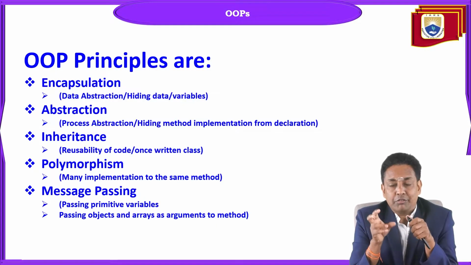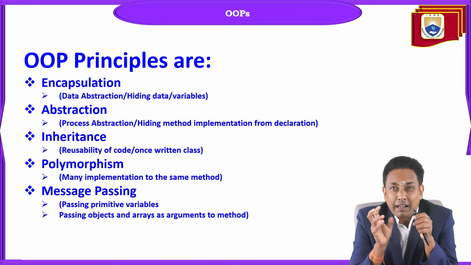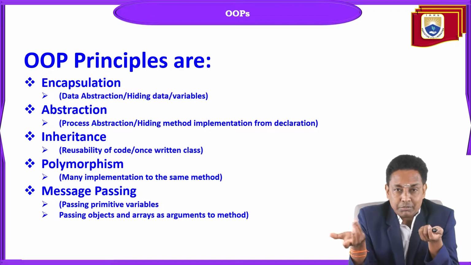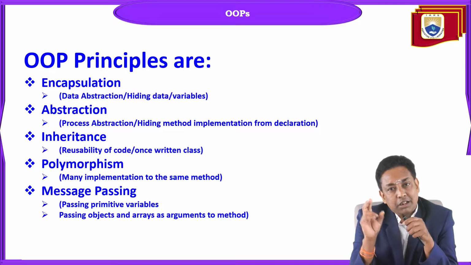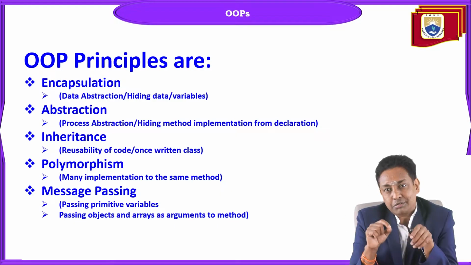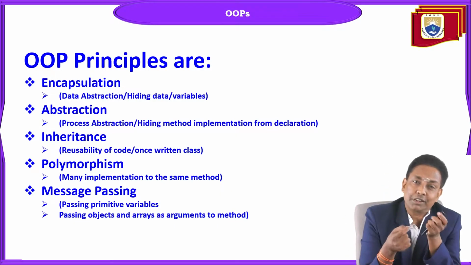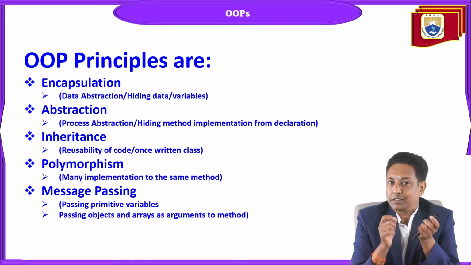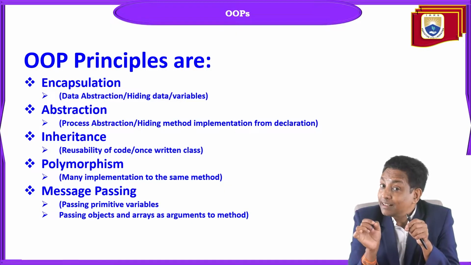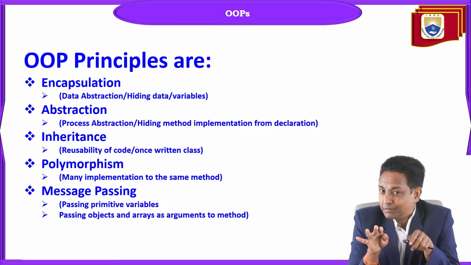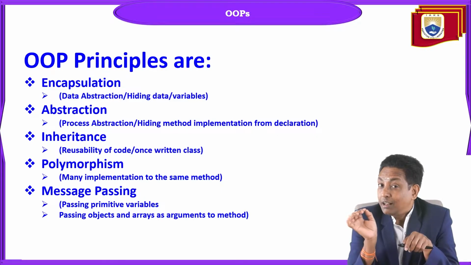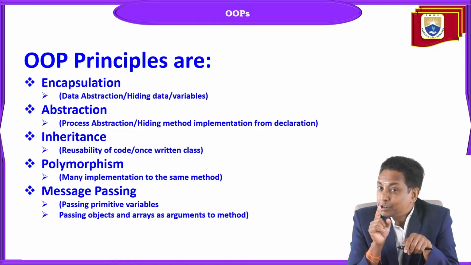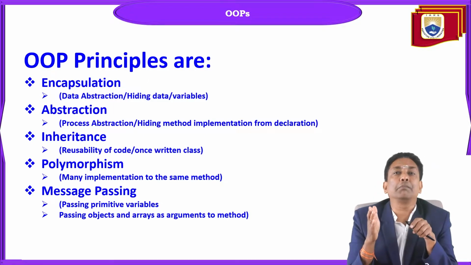What encapsulation does is data abstraction, data hiding, or hiding variables, whatever you call it. Encapsulation deals with hiding variables. Abstraction also starts with the same term, hiding. Encapsulation hides the variables. Abstraction hides the method implementations, not methods. Remember, abstraction hides method implementation, but not methods. Method implementations it hides. So we'll see why method implementations need to be hidden.